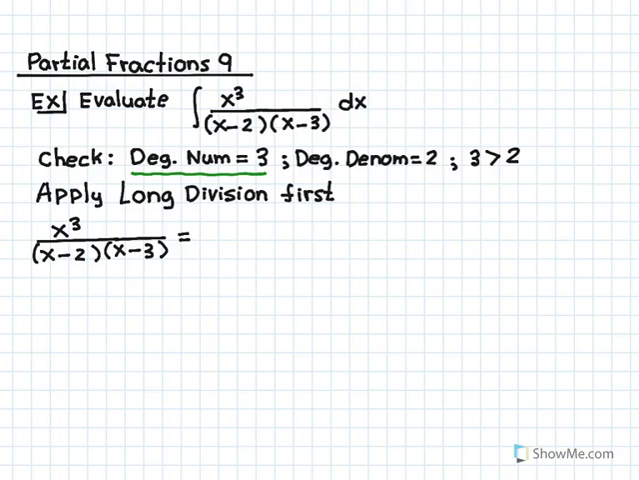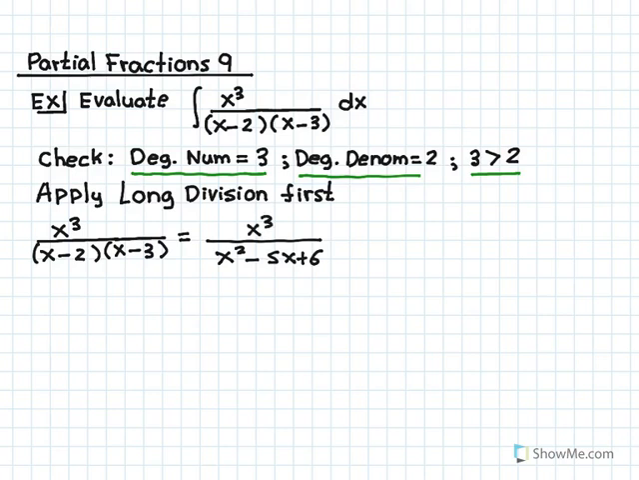If you were to expand that, the leading term would be x squared. That means the degree of the denominator is 2. And since 3 is bigger than 2, we have to apply long division first. So we have x cubed divided by x minus 2 times x minus 3. Let's multiply out the linear factors in the bottom. So we have x squared minus 3x minus 2x, which is negative 5x, plus 6. And we have x cubed in the numerator.